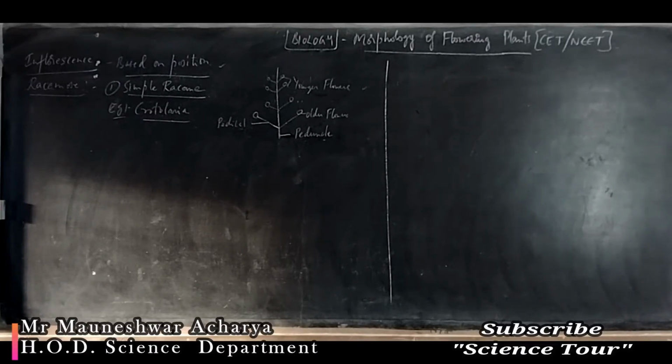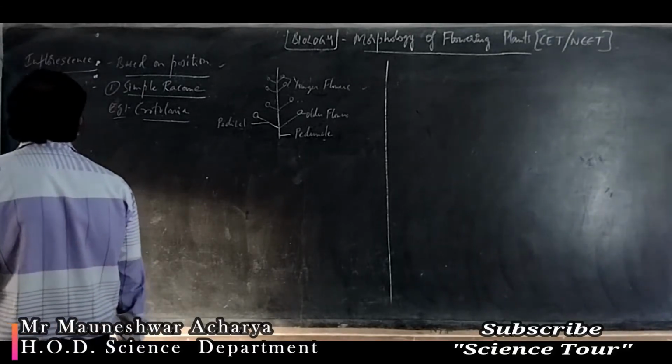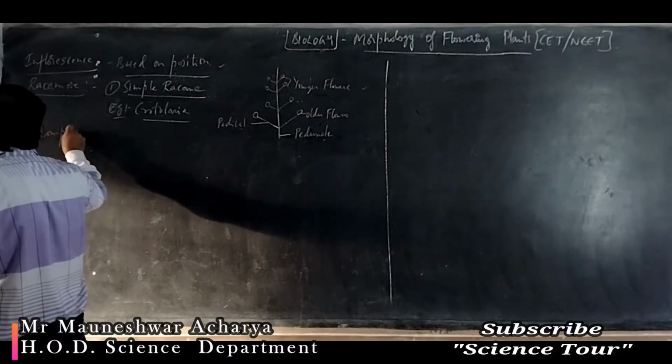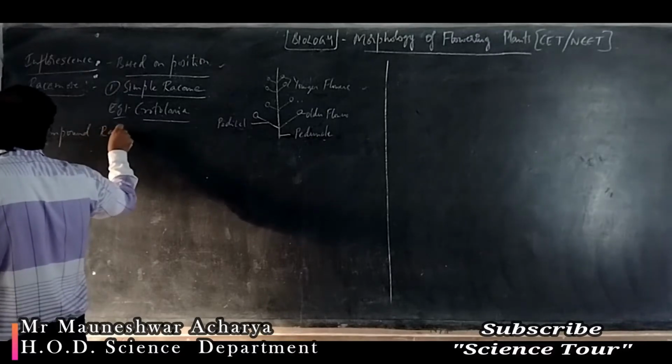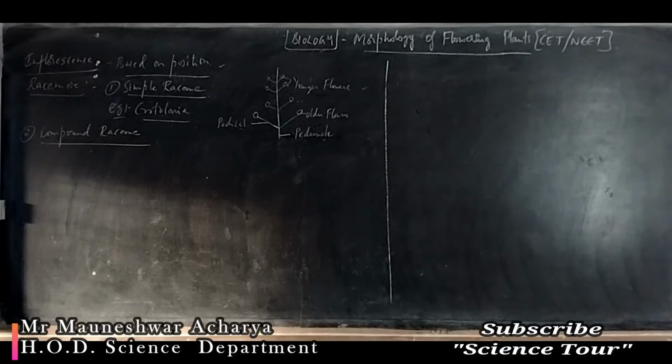Okay, then, pedicel. So, simple raceme over. Second type is the compound raceme. Now, what do you mean by the compound raceme?